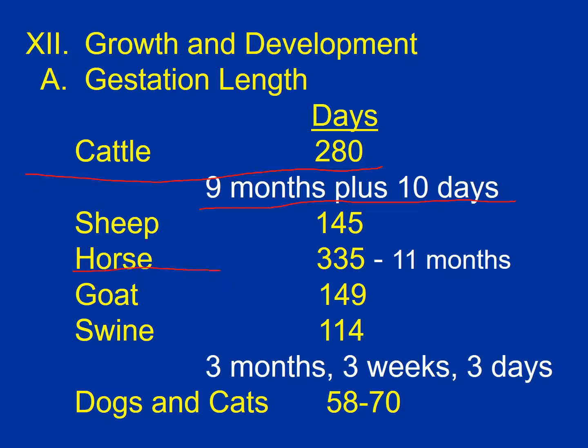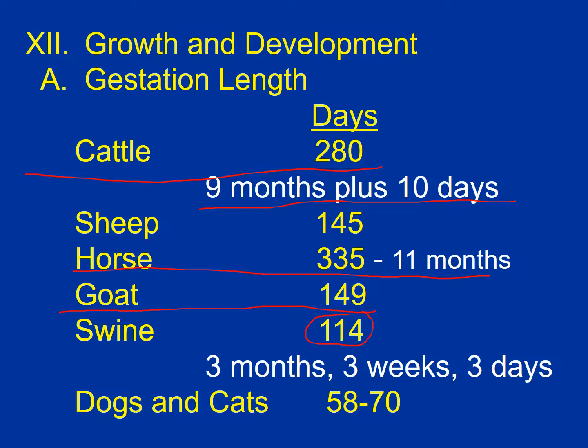Horses have the longest gestation length here, 11 months, which is very similar to llamas and alpacas. Then we have goats at about 5 months, and swine at 114 days, which is 3 months, 3 weeks, and 3 days.